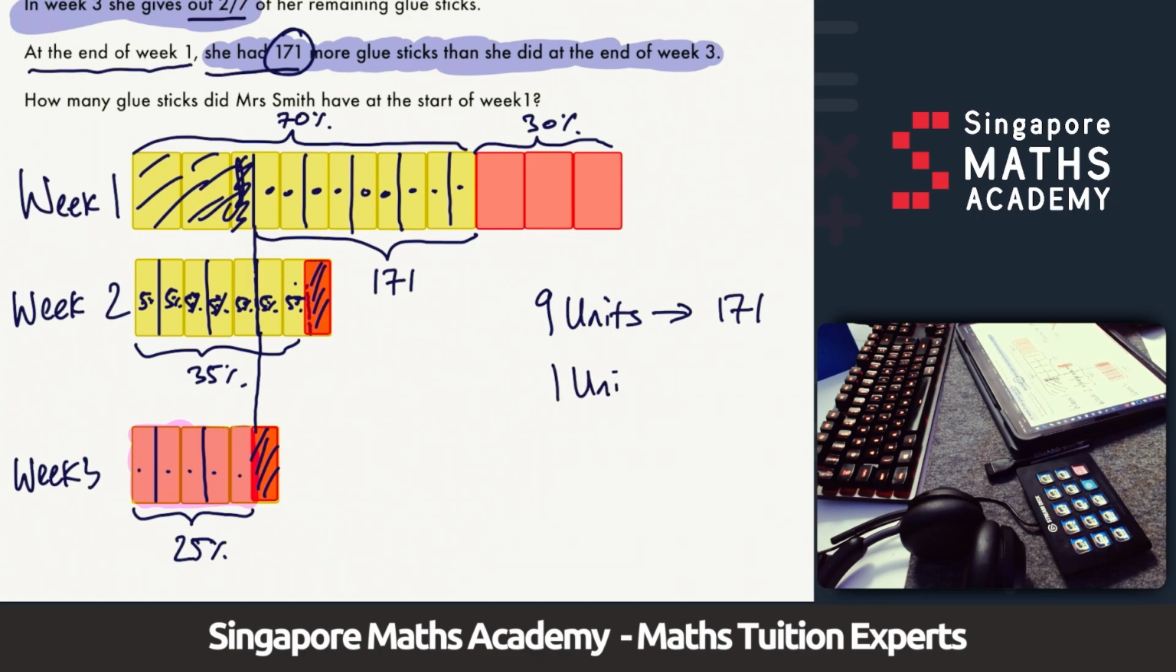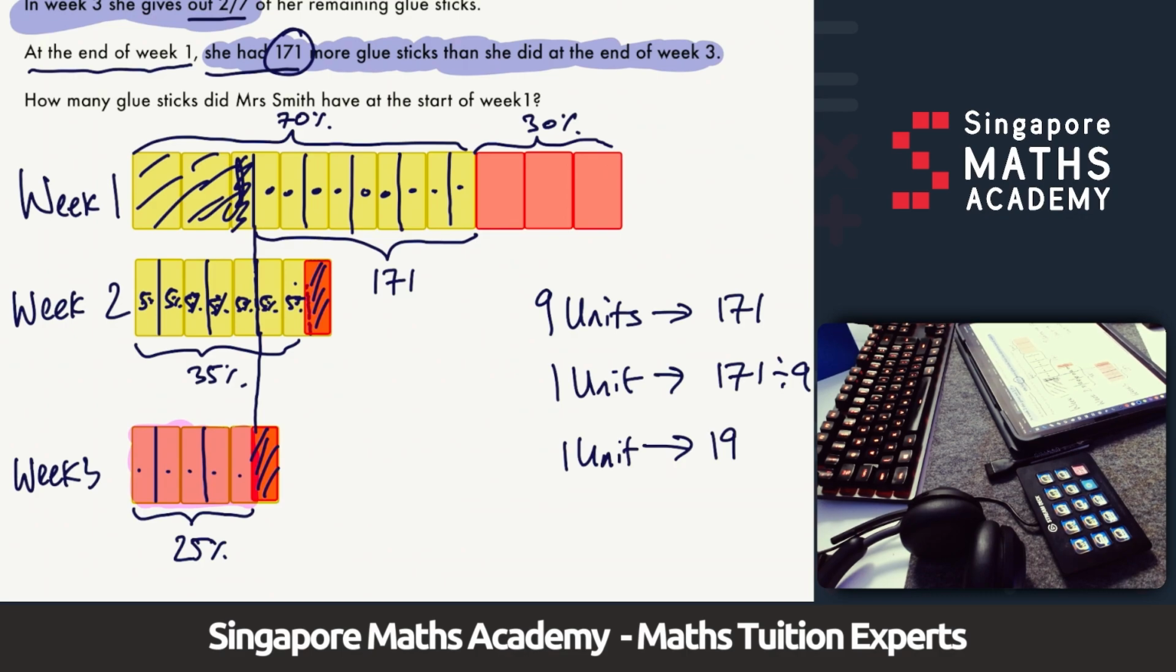1 unit is therefore 171 divided by 9. I know 9 times 2 is 18, so 9 times 20 is 180. And if I take away another 9, 180 take away 9 is 171. And therefore 1 unit is equal to 20 take away 1, which is 19. Right, so 1 unit is 19.